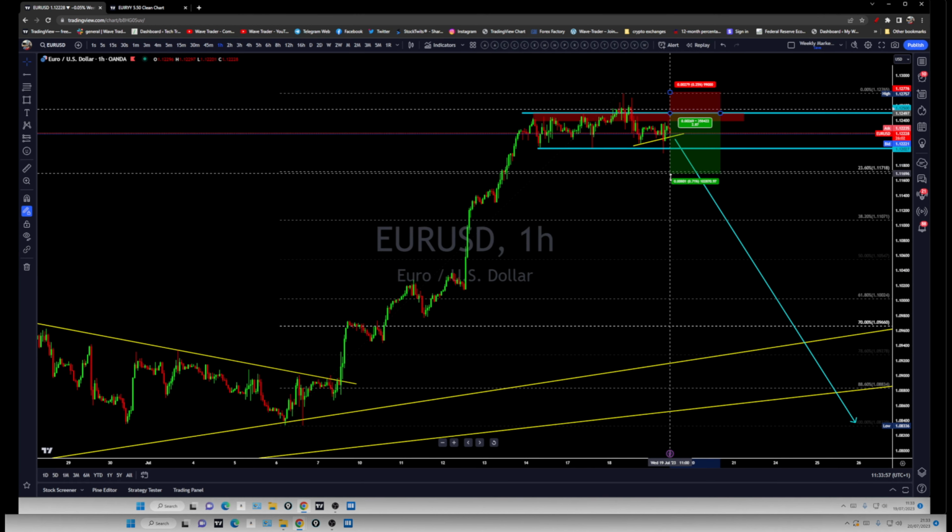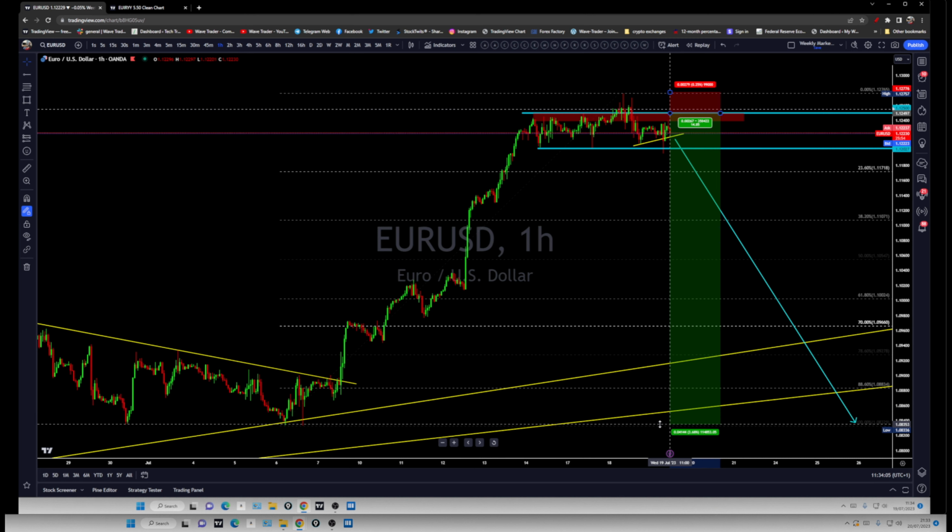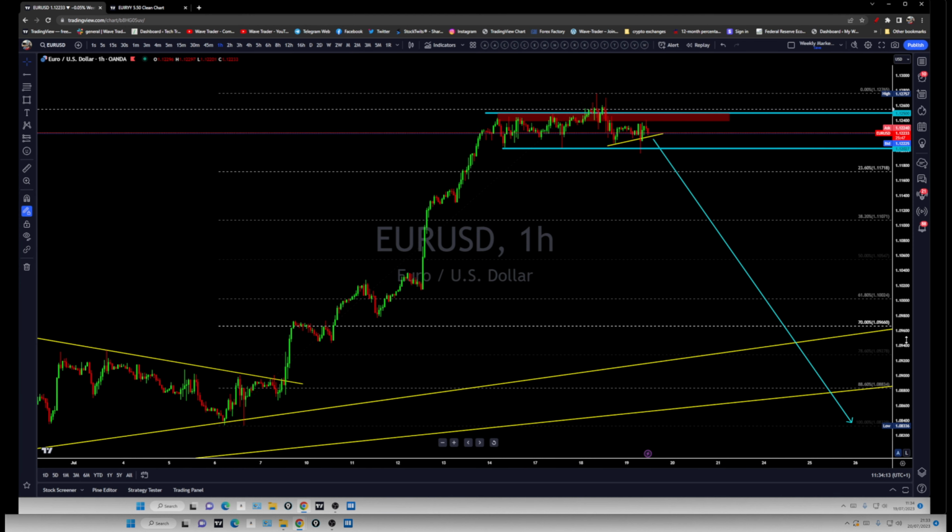So the first target is going to be that 38 retracement, right? And in case the daily correction gets bigger, then go all the way up to 19. This is going to be a counter trend trade. Understand that. I have explained why this is going to be a counter trend trade, guys.